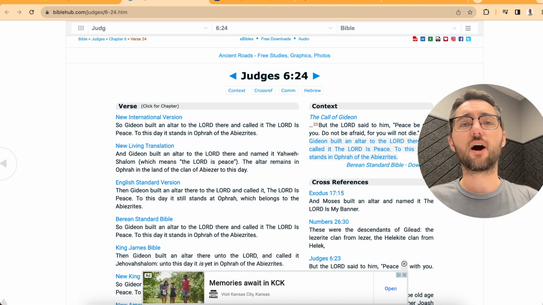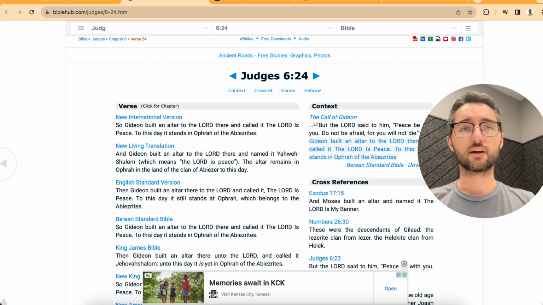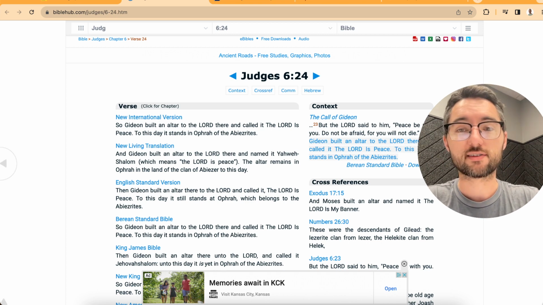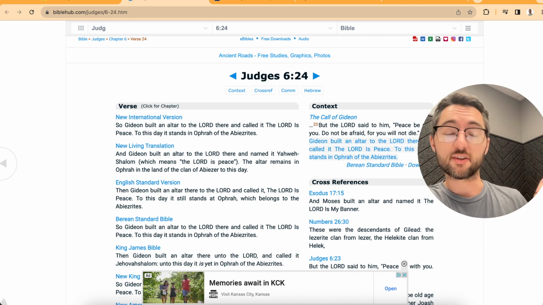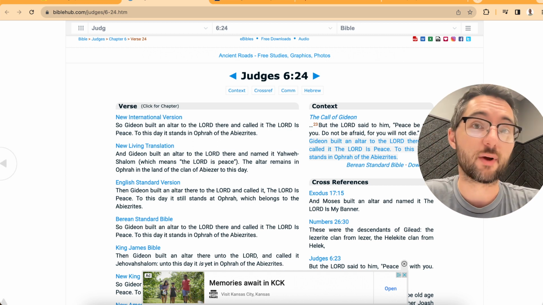So if the author themselves was just writing this, it wouldn't make a lot of sense to be like, and then I built this altar and it stands there to this day. You'd be like, wow, your altar stood there for 2 days. No, this is saying that someone, when they were compiling these stories, said, hey, you can actually still go look, even though this happened in the past. So there's evidence of editorship.